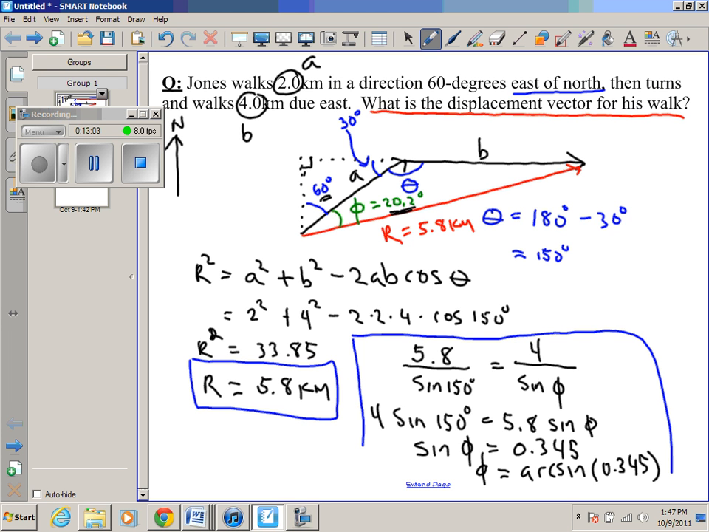So the full answer here is 5.8 kilometers at an angle of 80.2 degrees east of north. Hopefully that makes sense. I'll leave you to review.